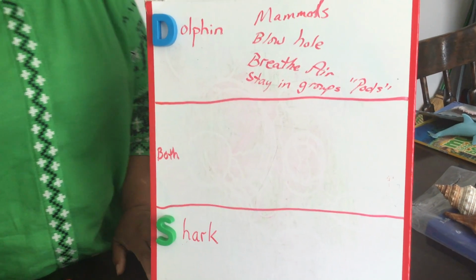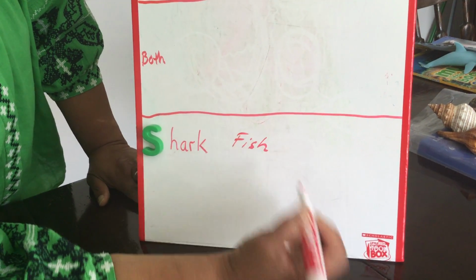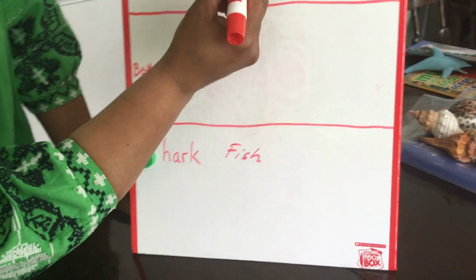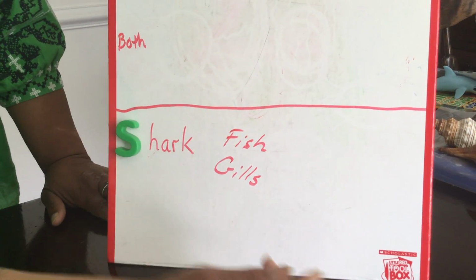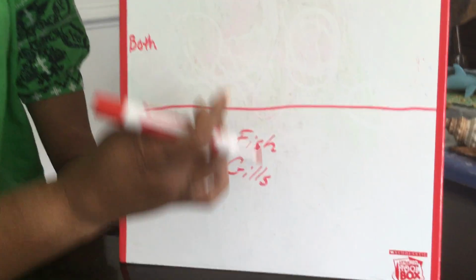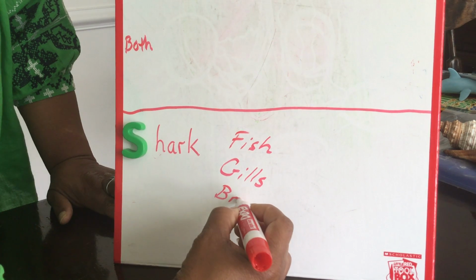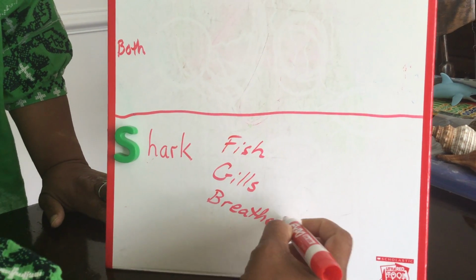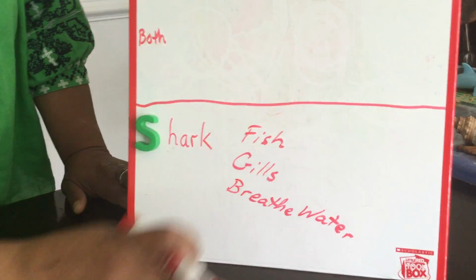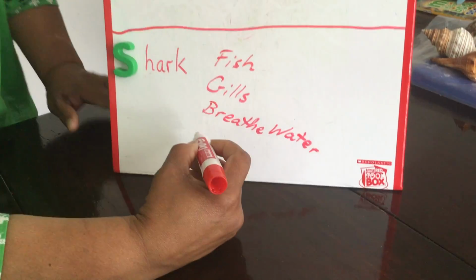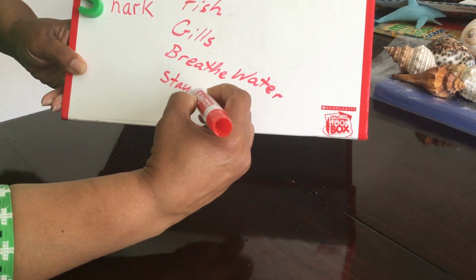But what makes a shark different? First, we know he's a fish. Second, we know he doesn't have a blowhole. He has gills. Next, he can't breathe the air. He doesn't need to come up. Because of his gills, he can breathe the water. And next, dolphins stay in groups, not a shark. He swims alone. He likes to stay alone.